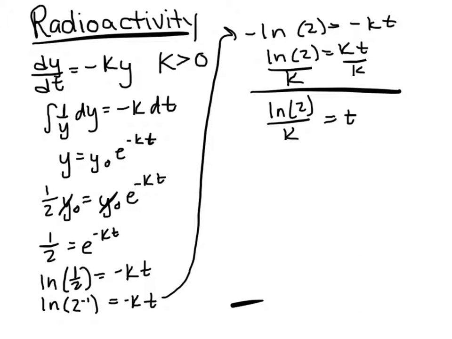So what this does is it tells us that based on our k, we will always be able to figure out how long a half-life is. So let's look at an example of that.